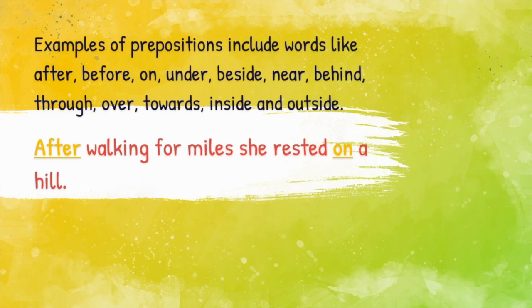Some examples of prepositions include words like after, before, on, under, beside, near, behind, through, over, towards, inside, and outside. Let's take a look at this example. After walking for miles, she rested on a hill. In this sentence, after tells us when she rested and on tells us where she rested.